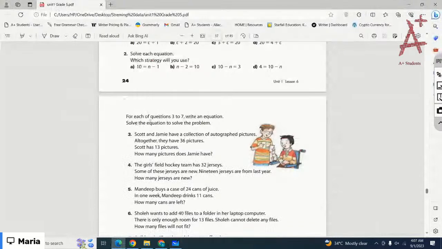For each question 3 to 7, write an equation and solve the equation to solve the problem. You have to write the equation and also you have to solve them.